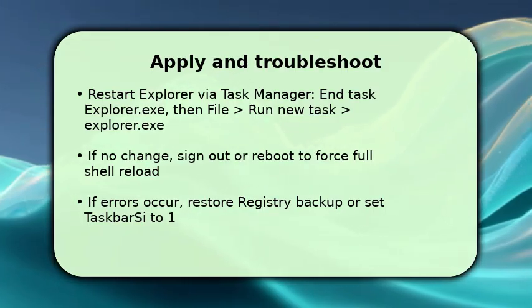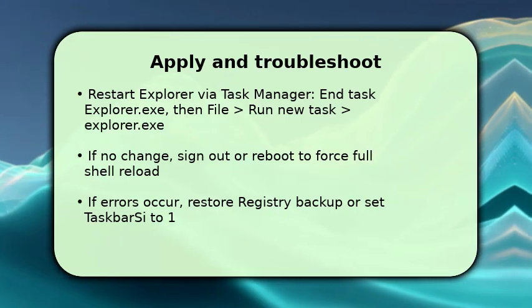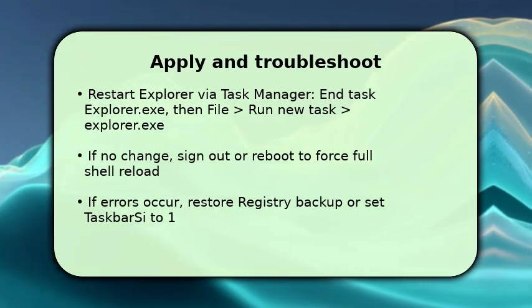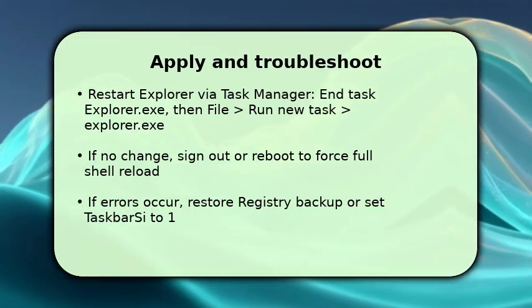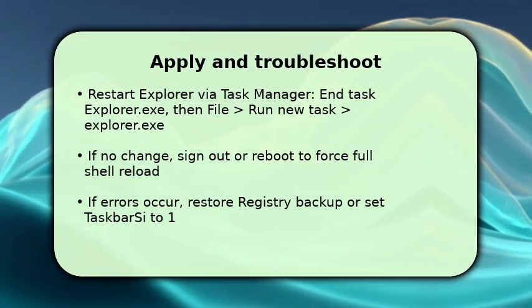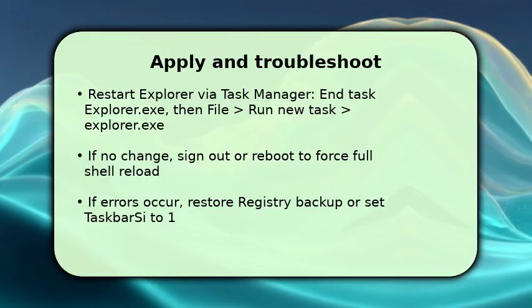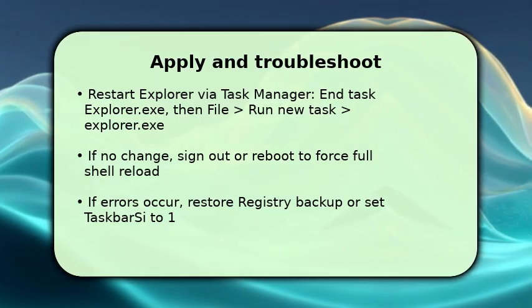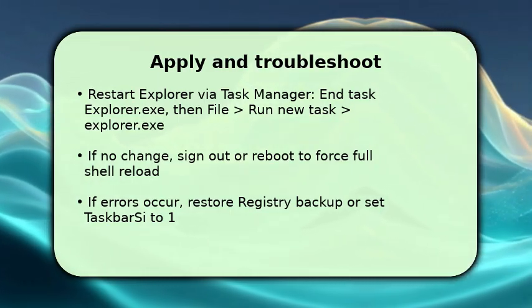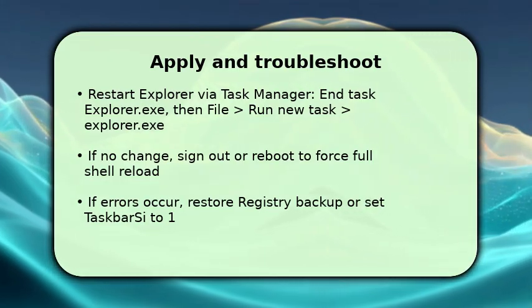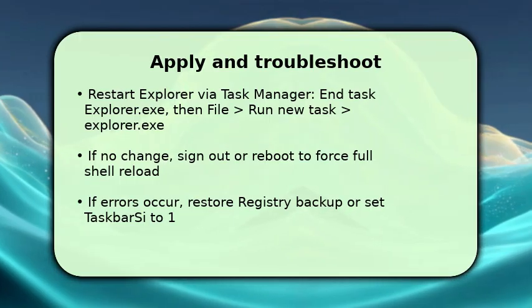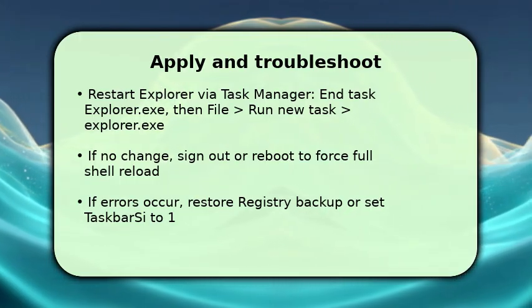Open Task Manager and find Explorer.exe, then use File, Run New Task and type explorer.exe to restart it, you will see larger icons immediately. If that fails, sign out or reboot to force a full reload. And if something goes wrong, restore your registry export or reset TaskbarSi to 1. This is the only supported method to change icon size in Windows 11 without third-party tools.